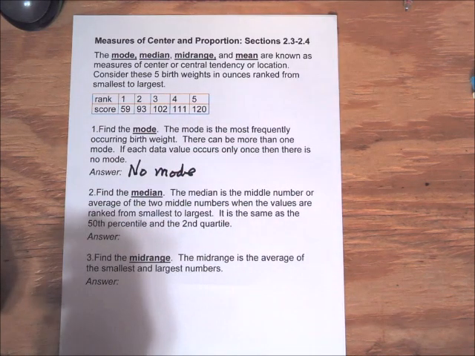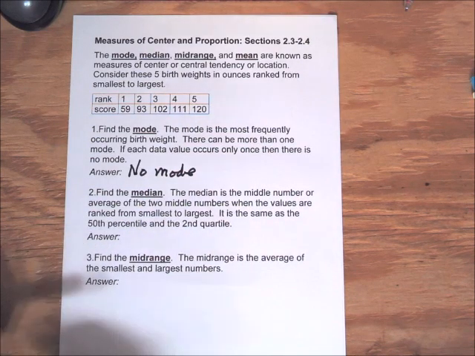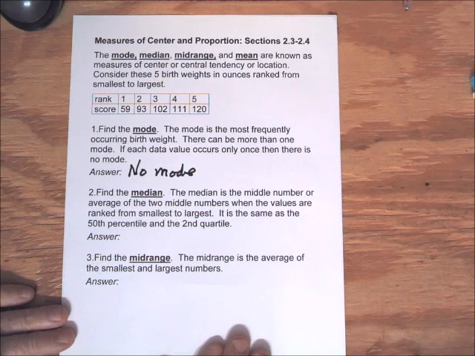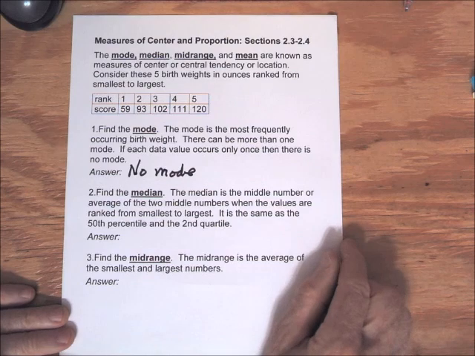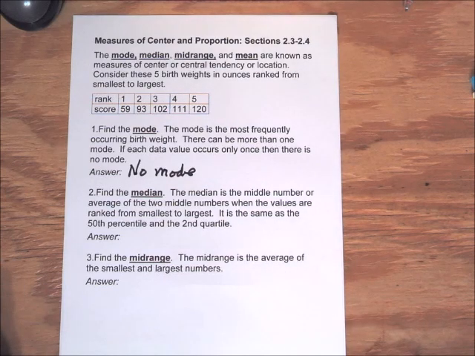Okay. The median is the middle number when you rank them from smallest to largest, or it could be the average of the 2 middle numbers when you rank the scores from smallest to largest. It's the same as the 50th percentile or the second quartile.